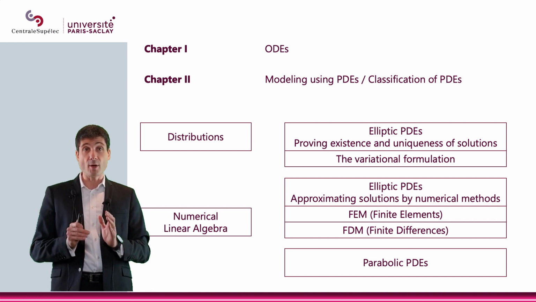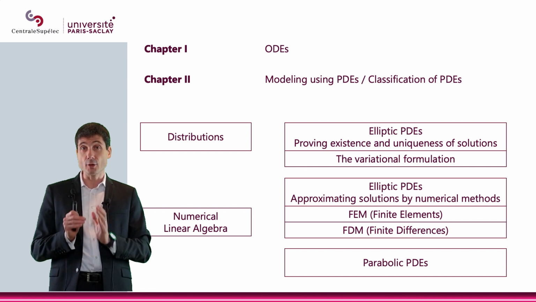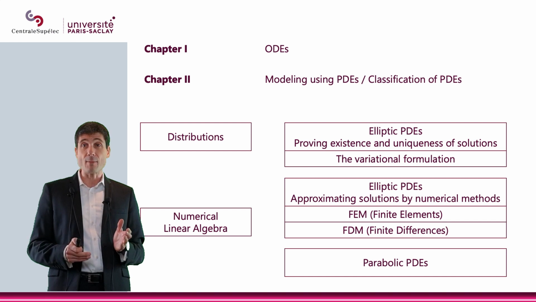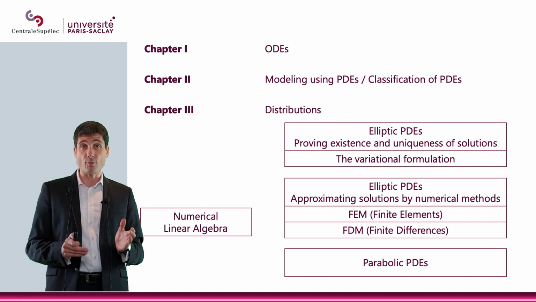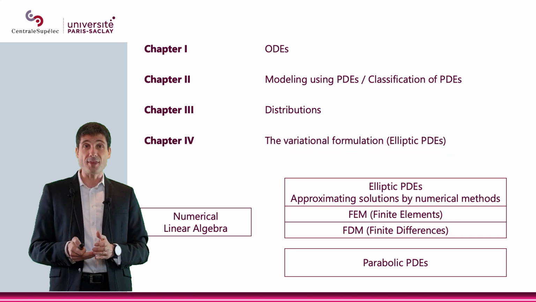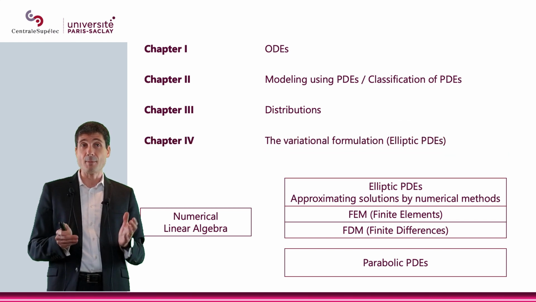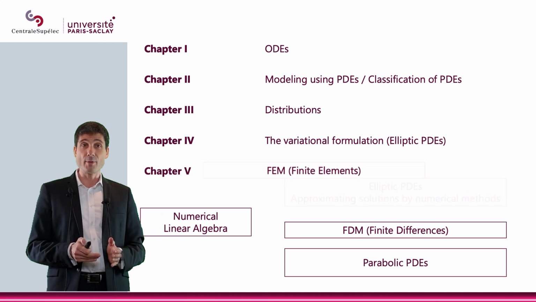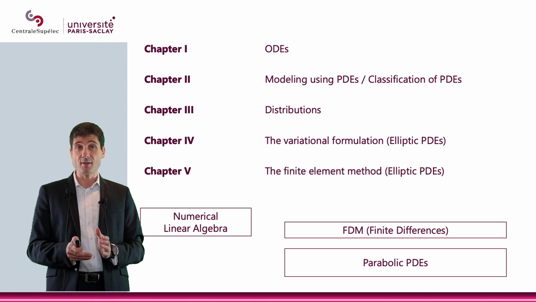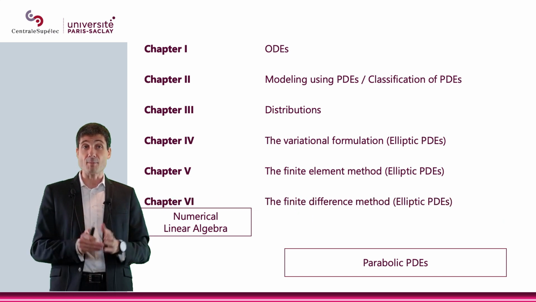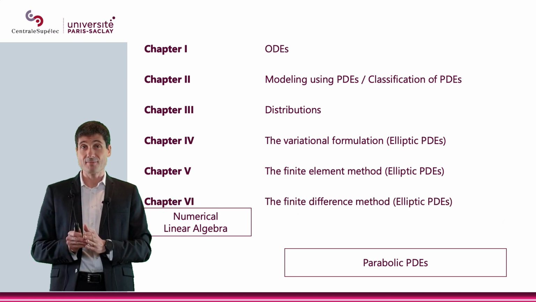Before we start with proving existence and uniqueness of solutions, we need the tools to do so. So that will be chapter 3, and that will be distributions. After which, we can start with the variational formulation for elliptic PDEs. That will be chapter 4. Then, we will introduce the finite element method. That will be chapter 5. And the finite difference method. That will be chapter 6.